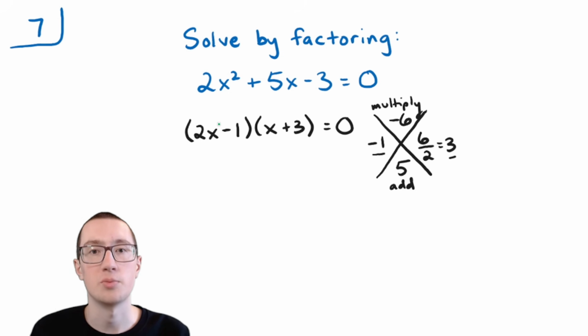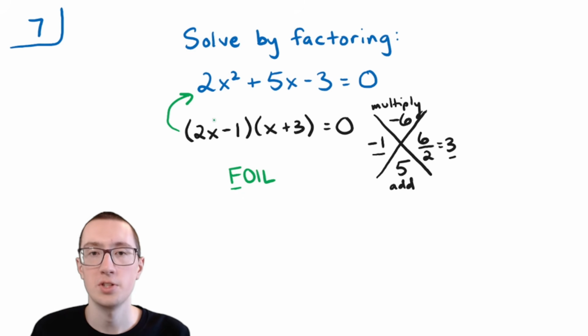And the reason that we do that is because if we were to do FOIL, which is how you go from this back to this, we have to follow the steps of FOIL. So first is F, which is first, and that would be 2x times x. That's why we did this in the first place, to get 2x squared.